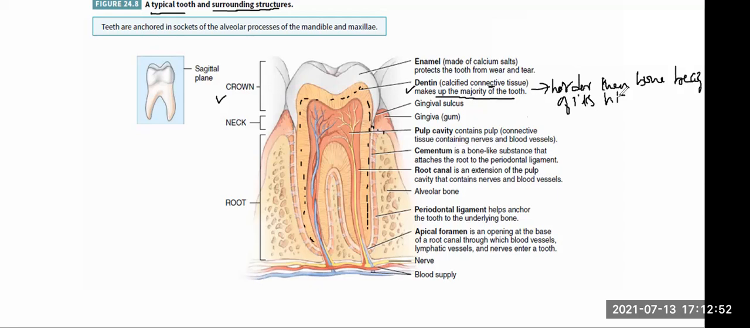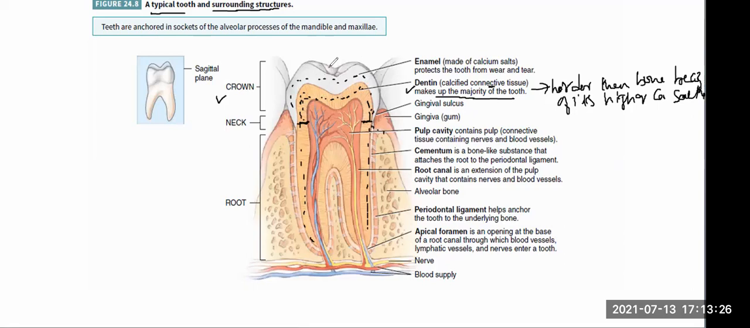Because of its higher calcium salts content. And the dentin of the crown, right? If you see this much dentin, this much dentin is in the crown. And this part of the dentin is covered with enamel. This is your enamel, which is again a bone-like structure, but it is harder than bone.